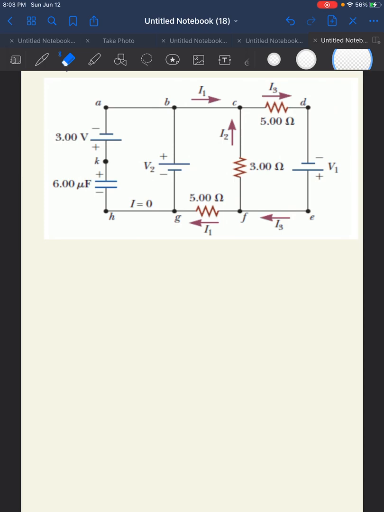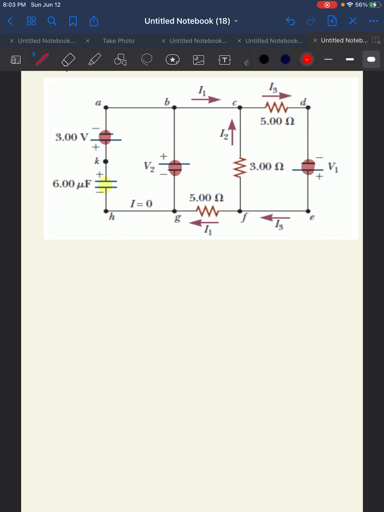Kirchhoff's loop rule, and then the overall V equals I times R equation in order to actually analyze this entire circuit and find the voltage across each of the resistors, the current at I1, I2, I3. So let's begin. When taking a quick look at this overall circuit, we notice that we have a capacitor here, battery here, battery here, battery here.